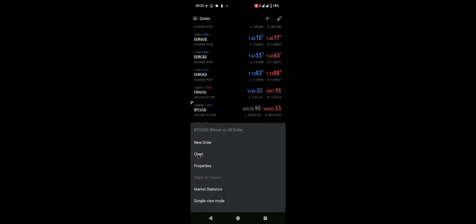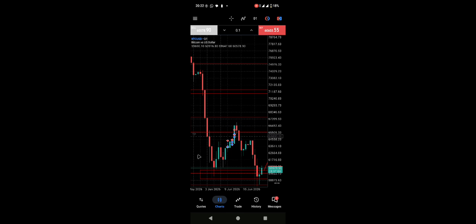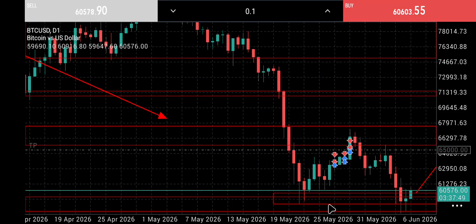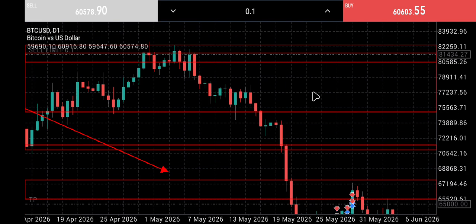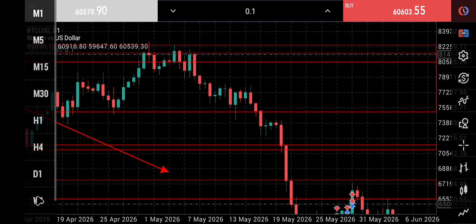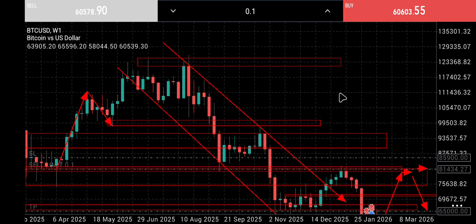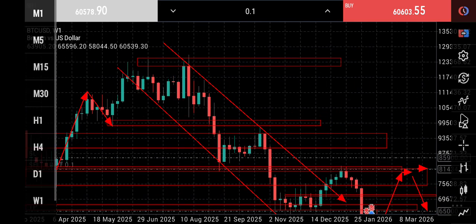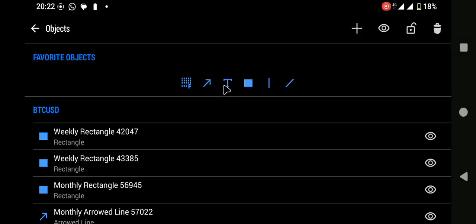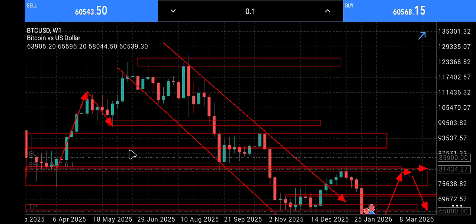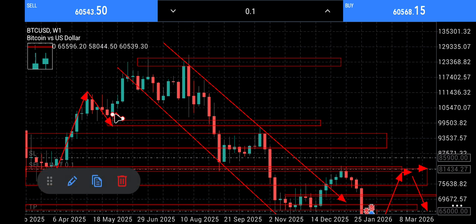BTC, click chart. It takes us back to our BTC, right? This is our daily time frame. You are on a weekly time frame, right? So I think you can understand something here.